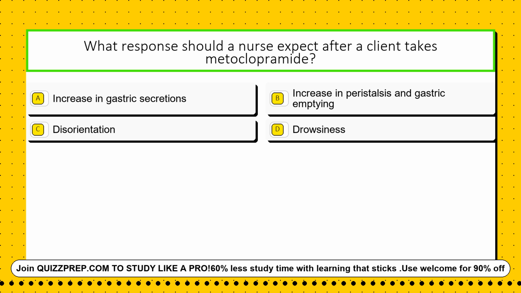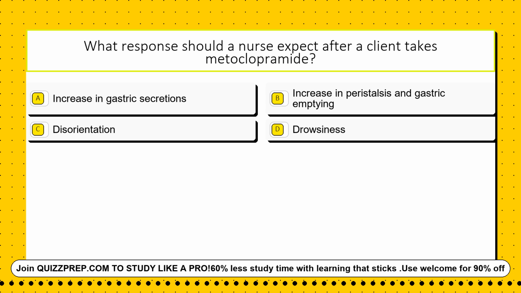Question 37. What response should a nurse expect after a client takes metoclopramide? Option A, increase in gastric secretions. Option B, increase in peristalsis and gastric emptying. Option C, disorientation. Option D, drowsiness.